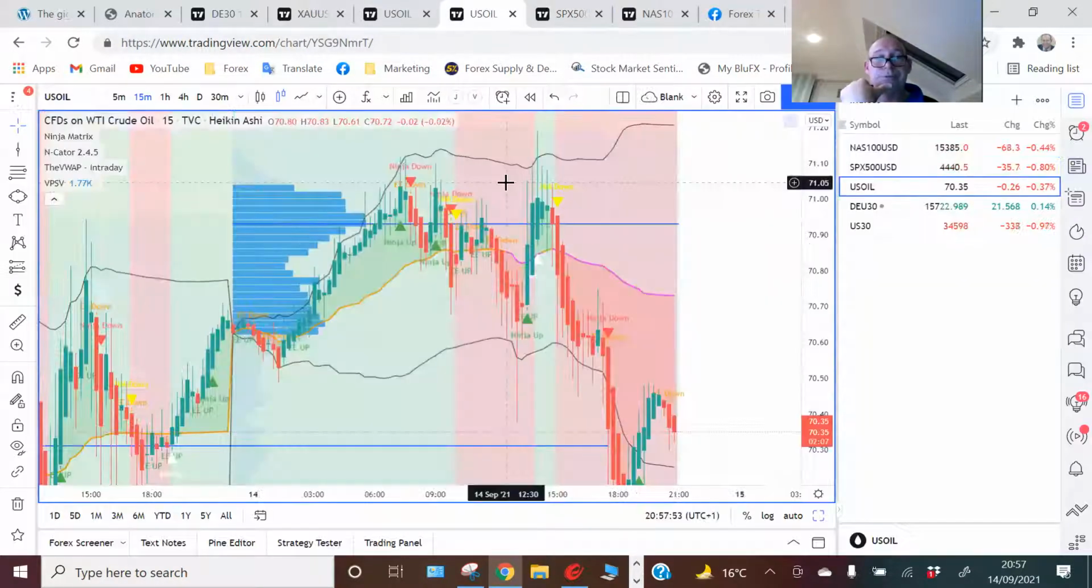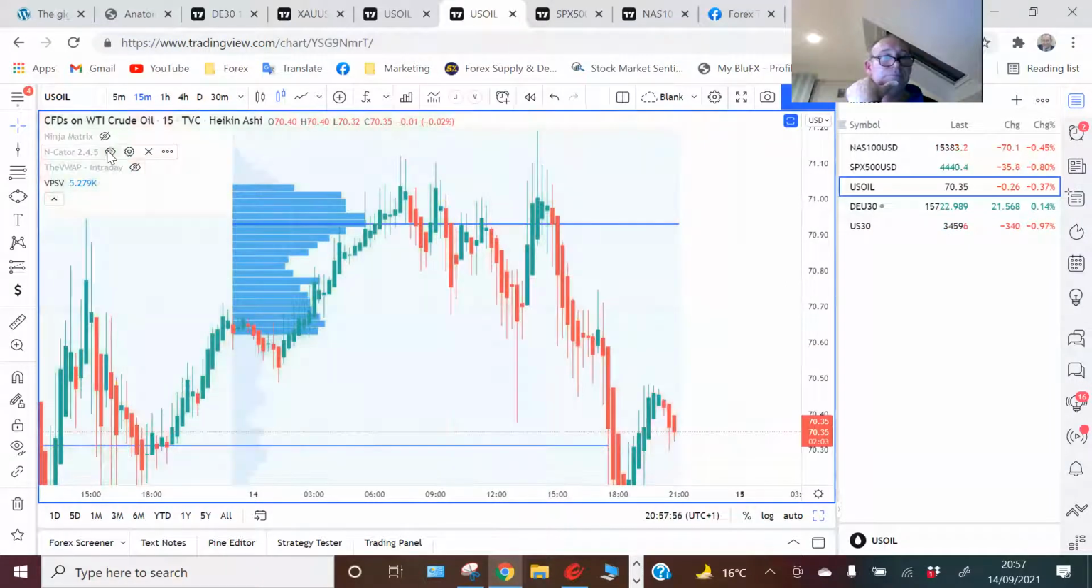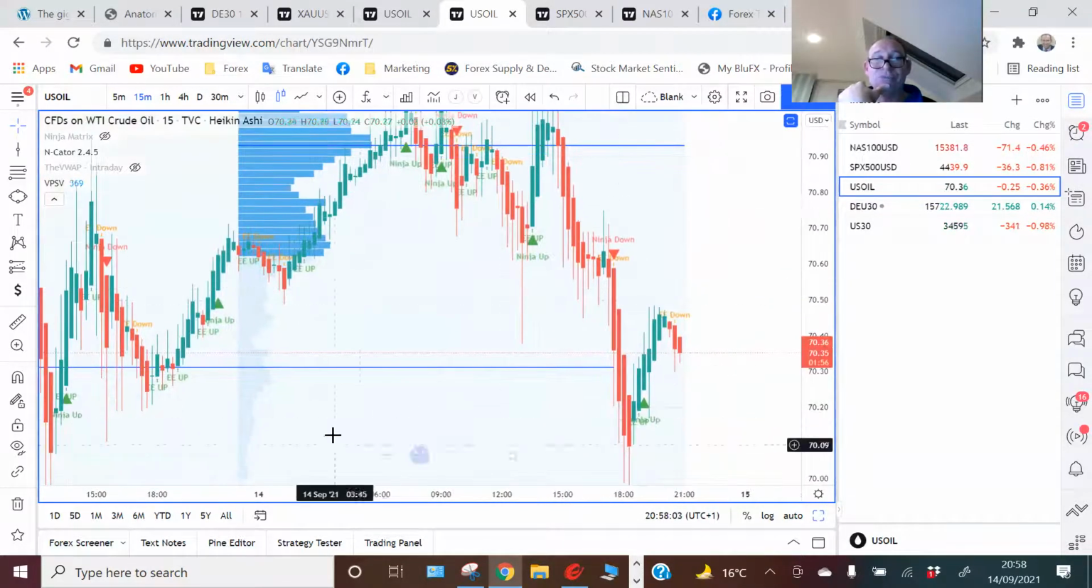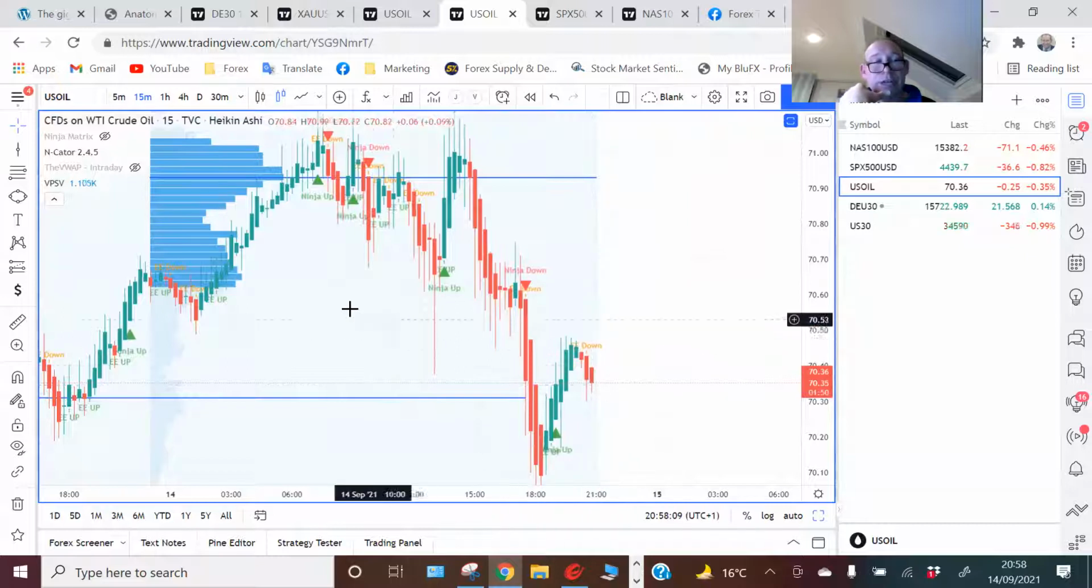US oil. I'll remove everything. Where's our point of control? Target's there. Price is down here. It's outside of the value area. So again, be careful. If that was me, I would wait for price to enter the value area on a buy zone for the Ninja app before entering.